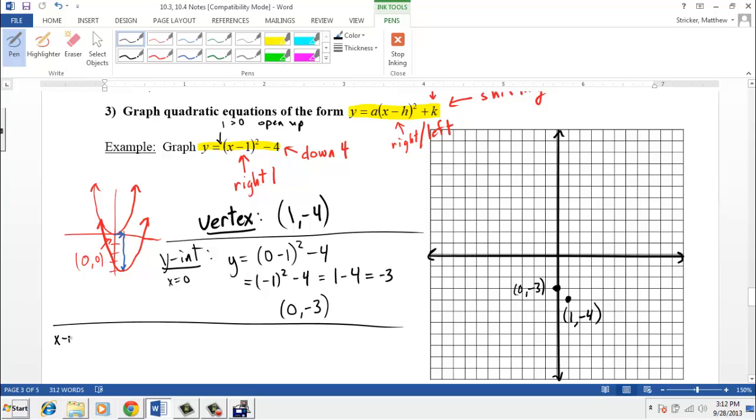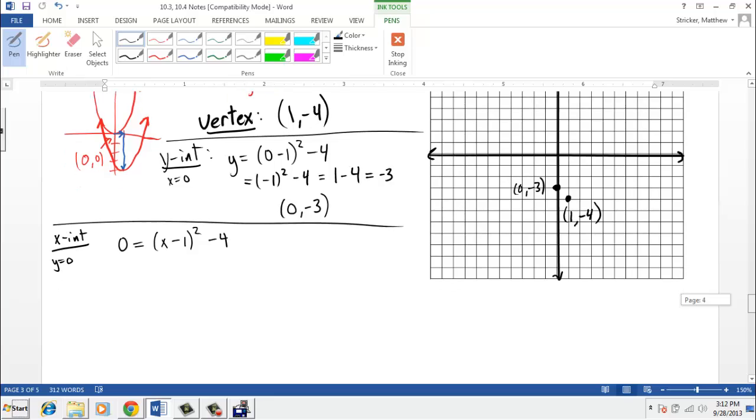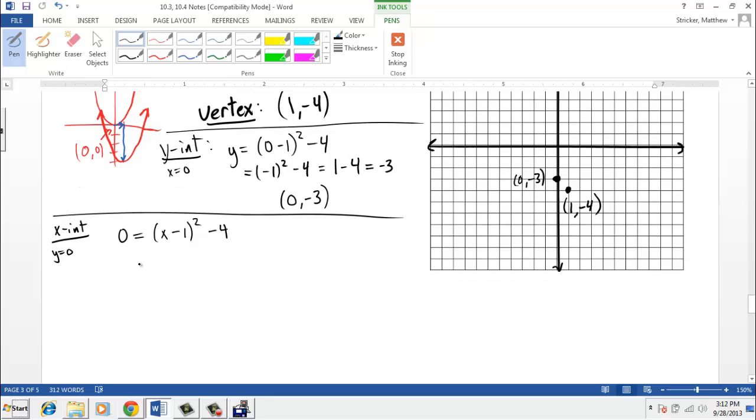We could also find the X-intercept. Letting y equal 0, that's 0 equals x minus 1 squared minus 4. Now this is one of those quadratics where we have something squared, so there's a couple different ways to do it, but the easiest way is to add 4 to both sides. Which gives us 4 equals x minus 1 squared. Remember we did this the other day. Then we can apply the square root property.